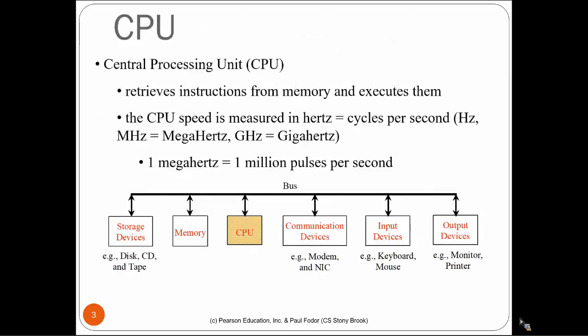So we start with the main important part in the computer, which is the central processing unit, the CPU. This part of the computer will retrieve instructions from main memory and execute them. The CPU speed is measured in hertz, which are basically cycles or instructions executed per second. You will see speeds of CPUs represented in megahertz and gigahertz. Megahertz is 1 million pulses per second. Gigahertz is 1 billion pulses per second.